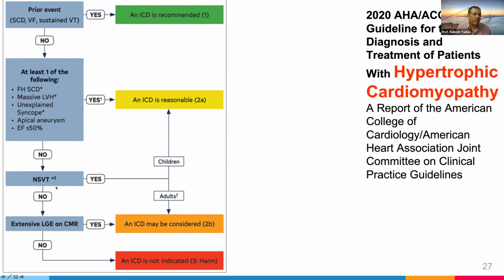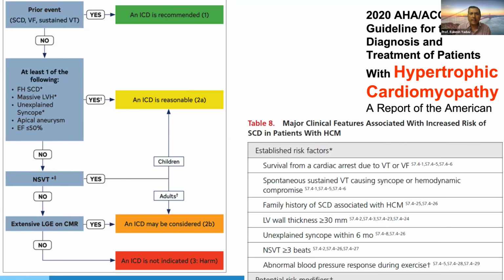NSVT, yes. If you have an NSVT in children, ICD is reasonable, but in adults, ICD is class 2B indication. If there's no NSVT in a low risk patient, if a patient again wants that my risk assessment should be complete, then I think if MRI LGE is more than 15%, you may consider it. But if there is no extensive LGE on MRI, ICD is not indicated, it is harmful. So this algorithm we are following at present here.